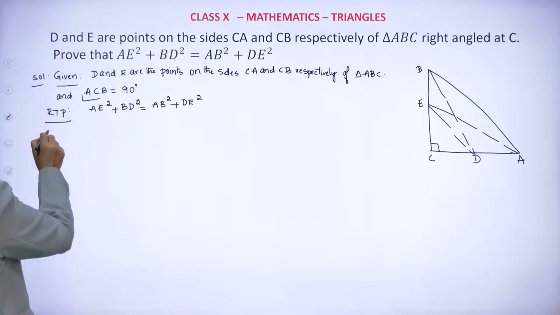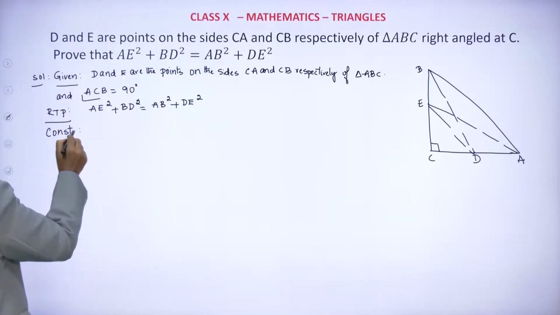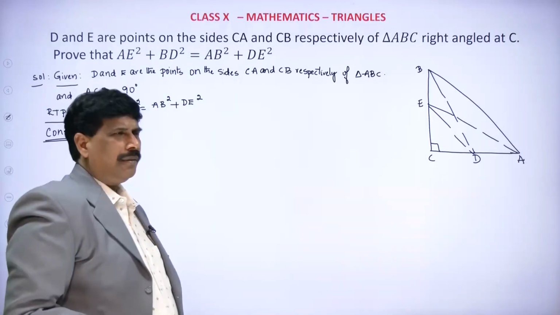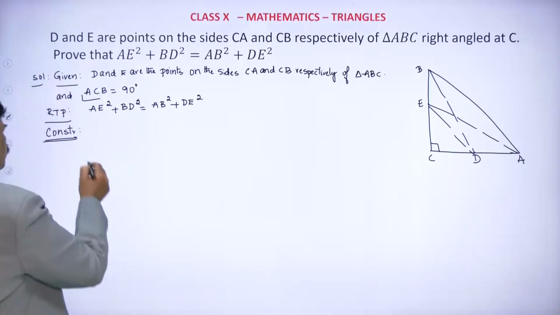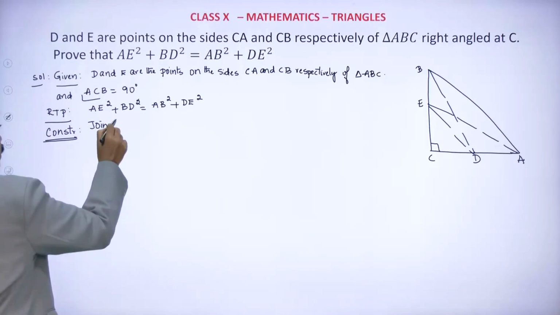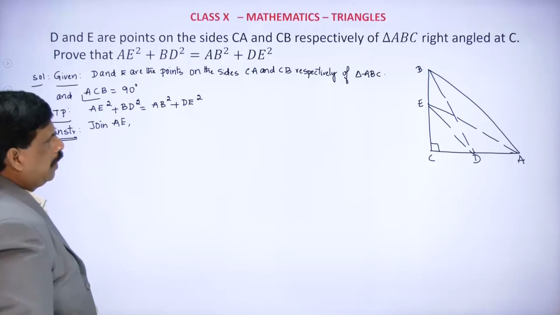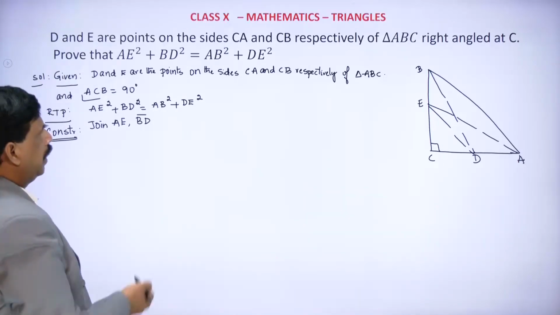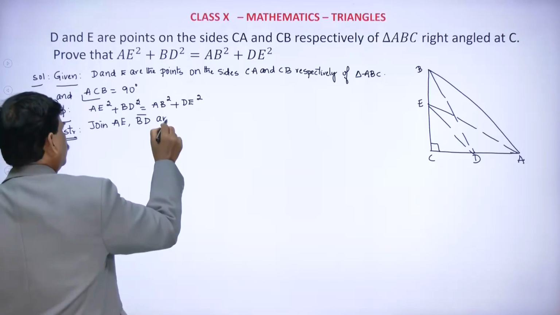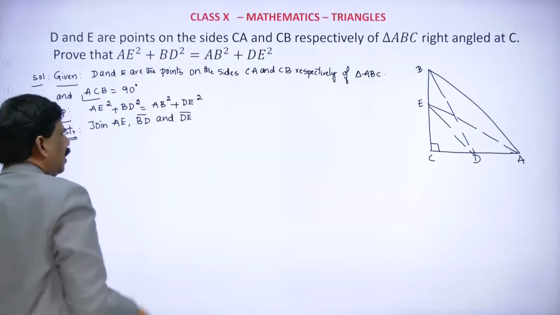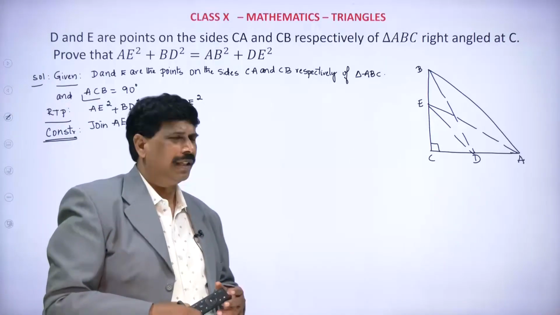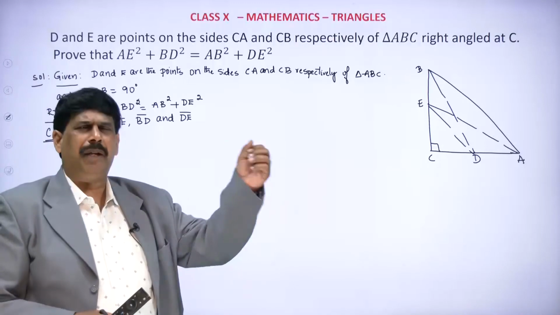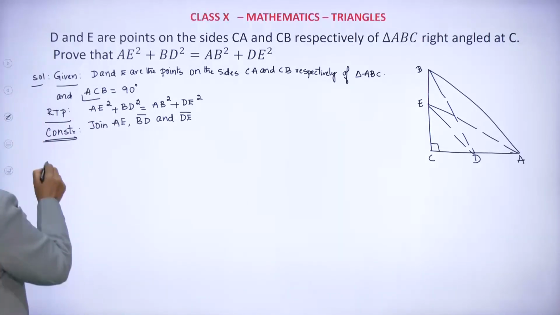Now let us see what is the construction we have done here. See what we have joined actually. First, what we have joined? AE. So join AE. And then BD. Join AE, BD. AB is already there. And DE. See, this is a very simple problem. What you have to see, you see here what are the sides given here, and you select the triangle and you apply Pythagorean. Clear? So now let us see the proof here.